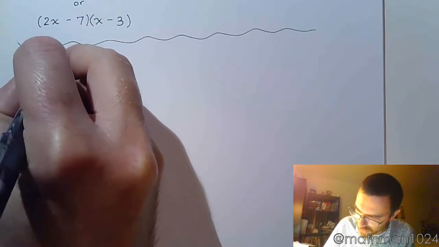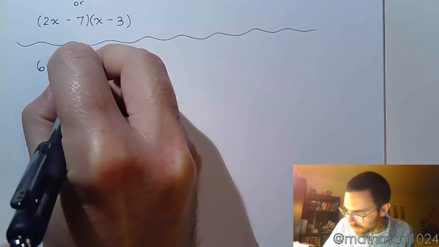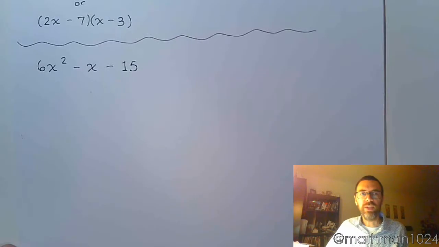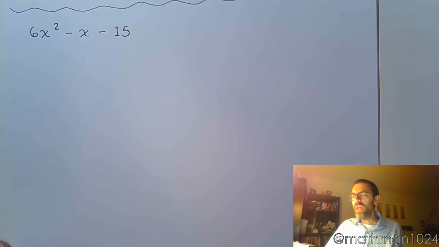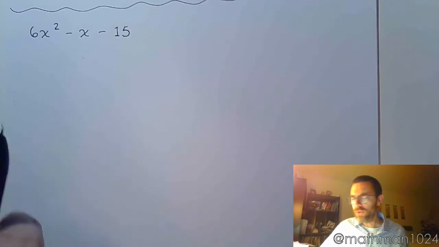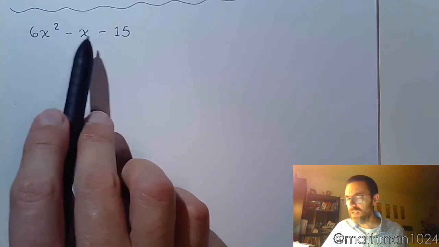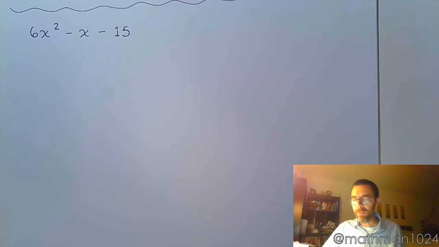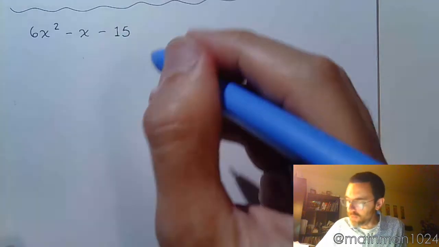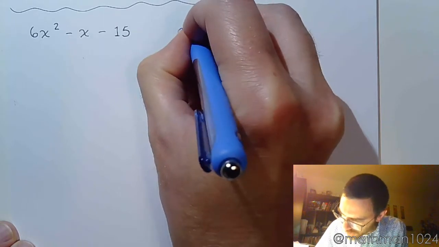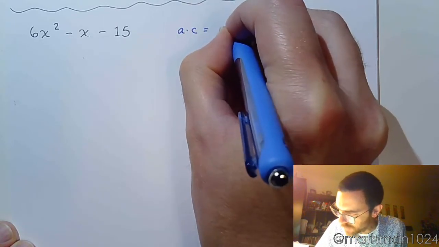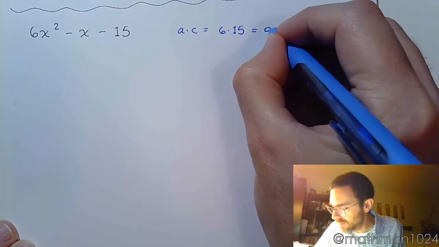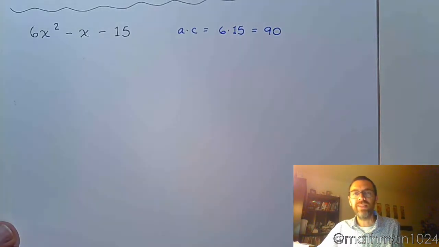Let's do this last guy right here. 6x squared minus x minus 15. There is no common factor, although there is something common between 6 and 15. This middle coefficient is 1, so they don't have anything in common. So let's go and do that AC method. So a times c is going to be 6 times 15, and the product of 6 and 15 is 90.